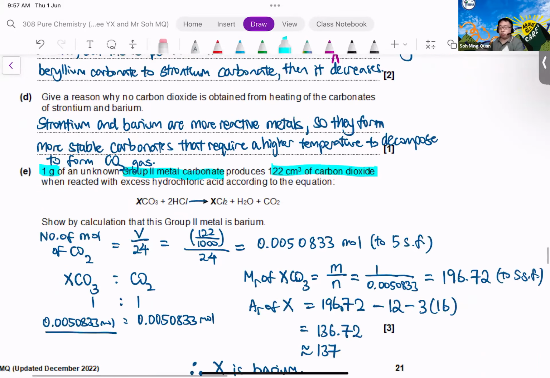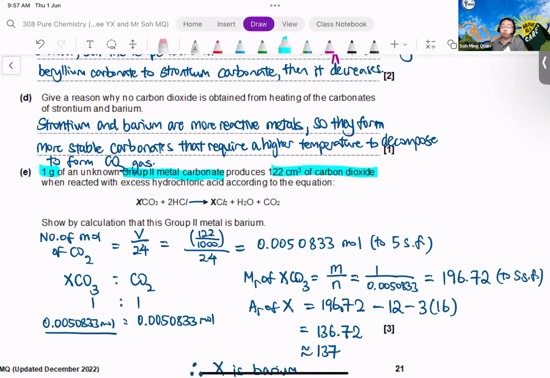So you can see it's a 1:1 ratio, 1 mole of carbonate to 1 mole of CO2. So if you have 0.0050833 moles of CO2, then you have the same number of moles of carbonate. So once you have the number of moles of carbonate, what do you do?